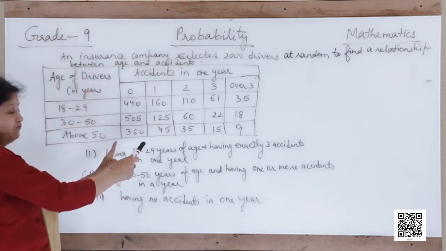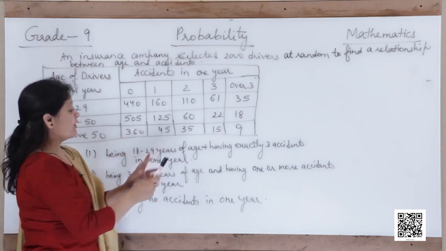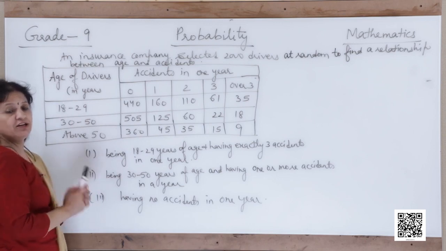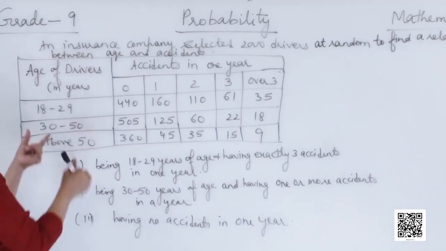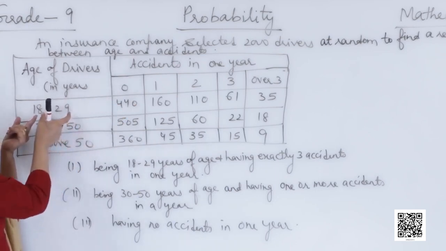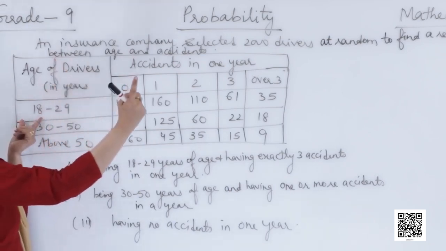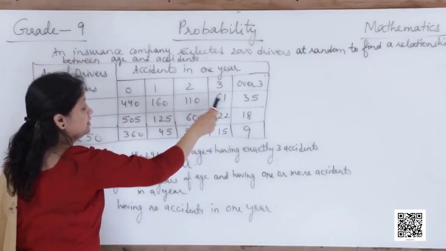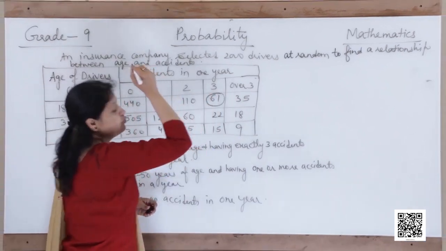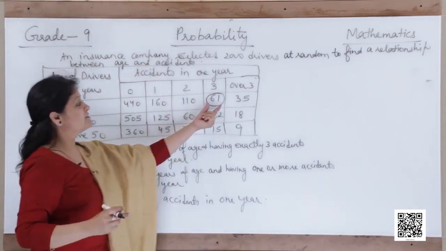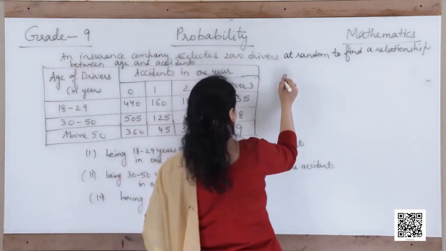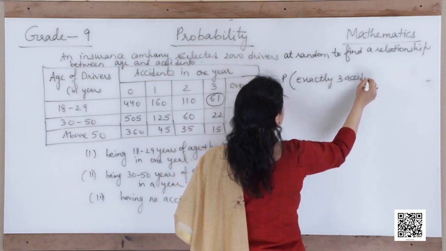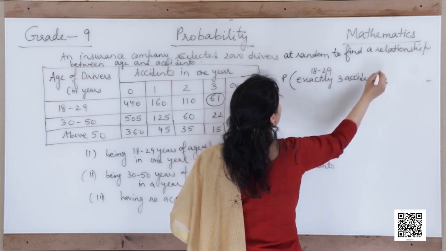Now please read it very carefully. Being 18 to 29 years of age and having exactly 3 accidents in 1 year. What they said? 18 to 29. So only we will read this line. 18 to 29, exactly 3 accidents. This is 0 accident, this is 1, this is 2, this is exactly 3. So how many outcomes are there for exactly 3? That is 61. So that means probability of exactly 3 accidents when age is only 18 to 29 years.